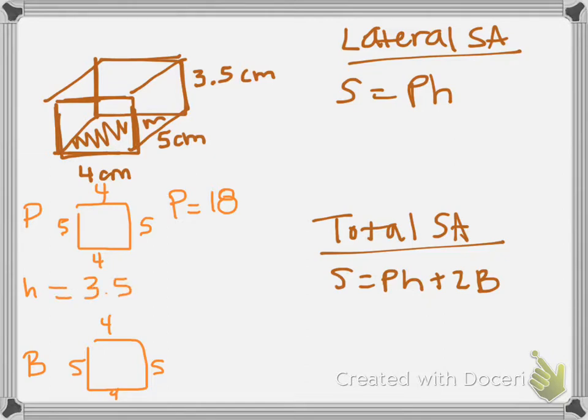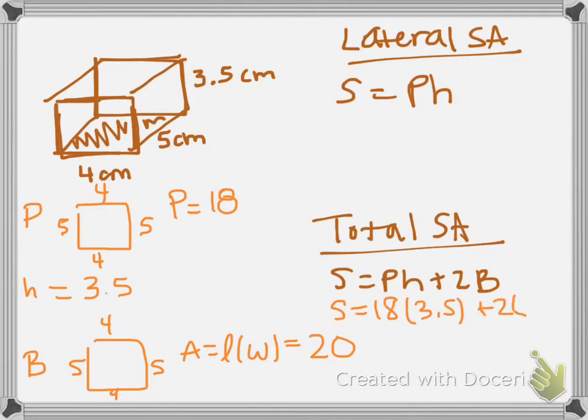And then the area of the base. I pause and I think, how do I find the area of a rectangle? Length times width. So I just do 5 times 4, which will give me 20 as my B. Plug it into my formula: 18 times 3.5 plus 2 times 20. Plug it into my calculator, and that will give me 103 centimeters squared.